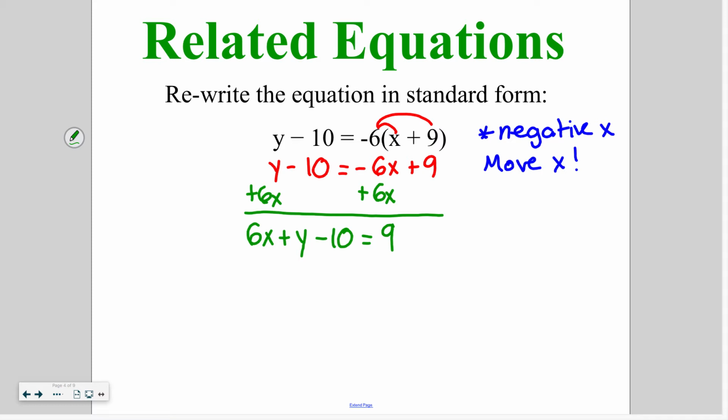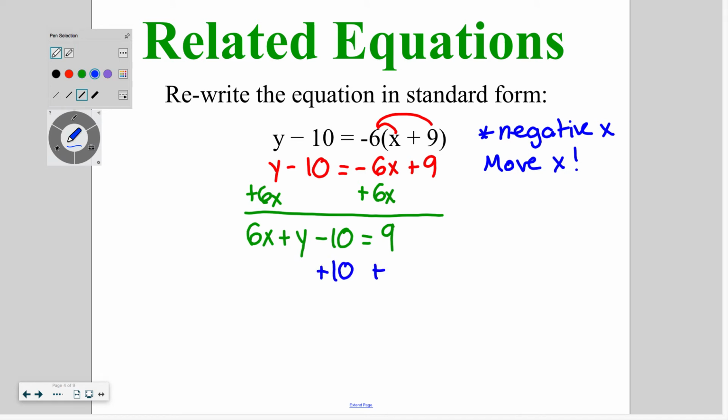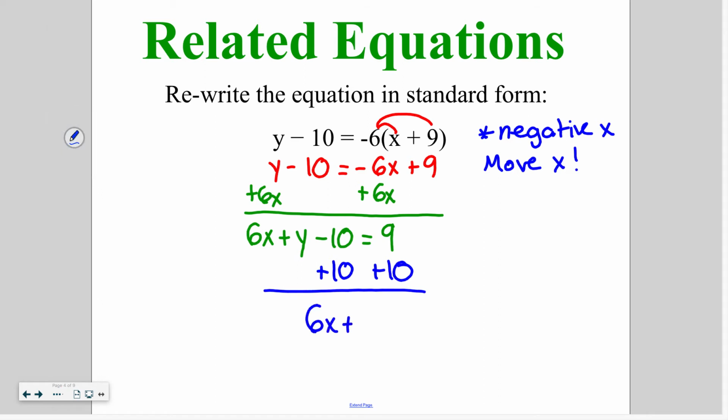Now in order to get an ax plus by format, I'm going to need to get rid of this 10. So in order to get rid of a negative 10, I'm going to add 10 to both sides, and I end up with 6x plus y is equal to 19. Check 1, x is positive. Check 2, x or y exists. Check 3, no fractions or decimals. And check 4, we cannot reduce those numbers. So this is our standard form equation.